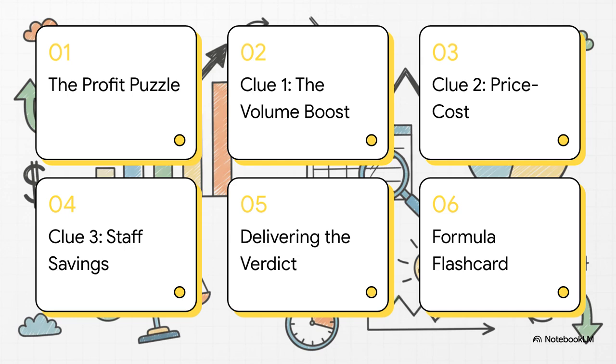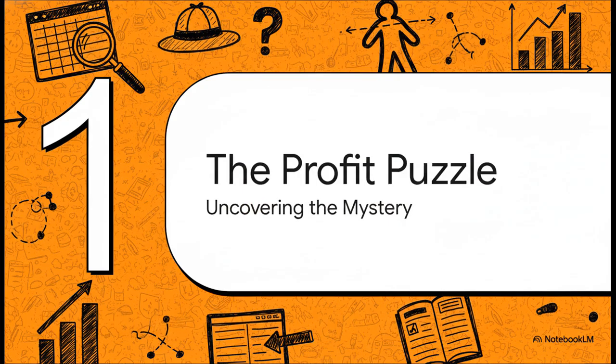So here's our game plan. We'll start with the main puzzle, that surprise profit. Then we'll hunt for clues: the sales volume, a really interesting price-cost trade-off, and some savings on staffing. After that, we'll put it all together to deliver the final verdict, and I'll leave you with a handy formula flashcard.